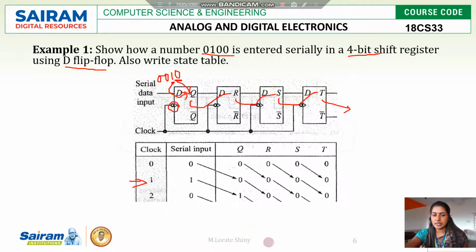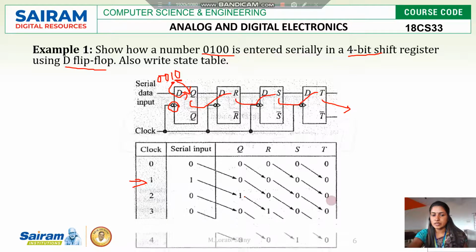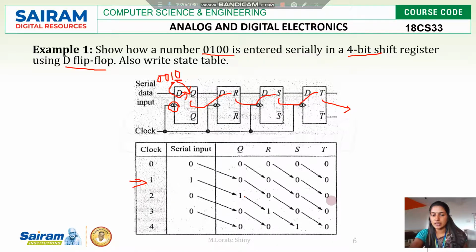In the next negative cycle, what is happening? The new SI serial input is 1. That will be sent to Q. The previous state of Q, 0, will be sent to R. Previous state of R will be sent to S. Previous state of S will be sent to T. In the same way, what is happening in the third cycle and fourth cycle? Check it.